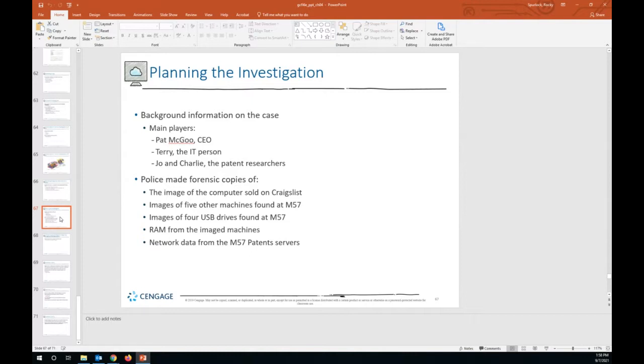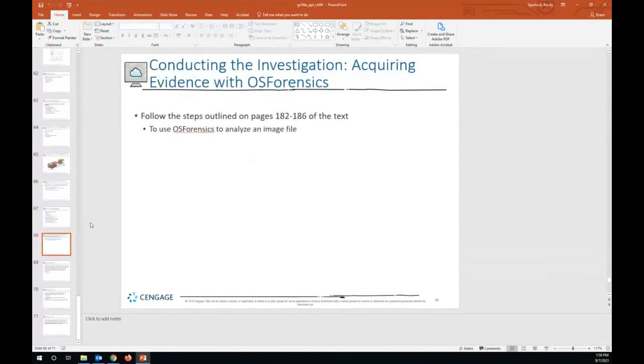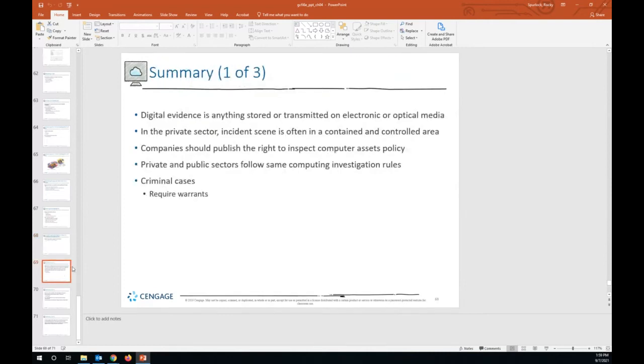The police force would need to make forensic copies: the image of the computer that was sold on Craigslist, the images of 5 other machines found at M57, images of the 4 USB drives, RAM from the imaged machines, and network data from the M57 Patents servers. With OSForensics, if you follow the steps on pages 182 through 186 of your text, you can analyze an image file.